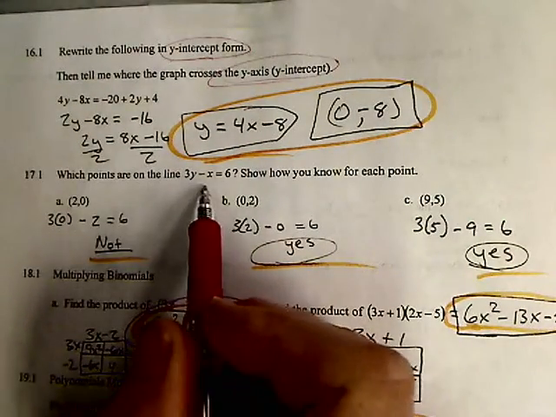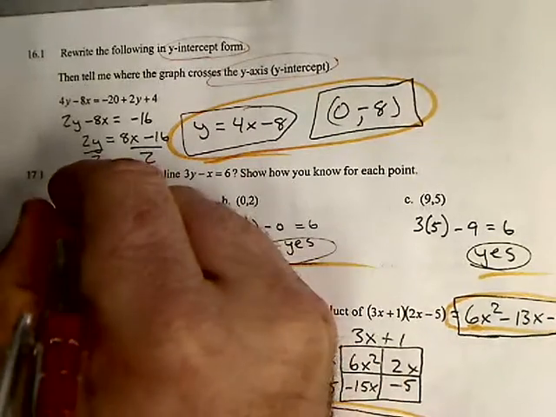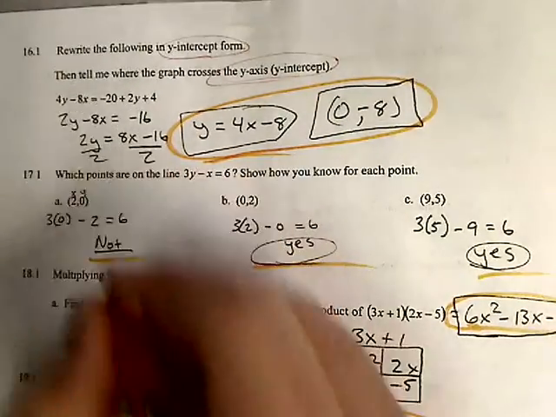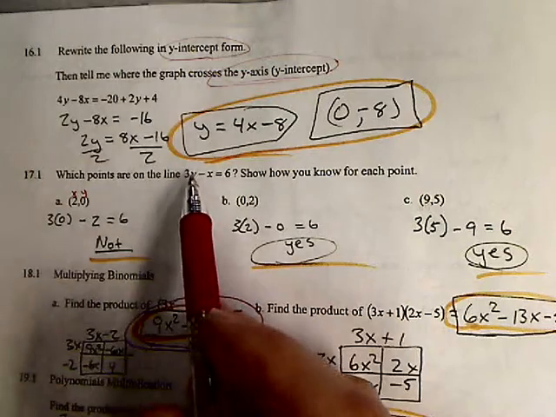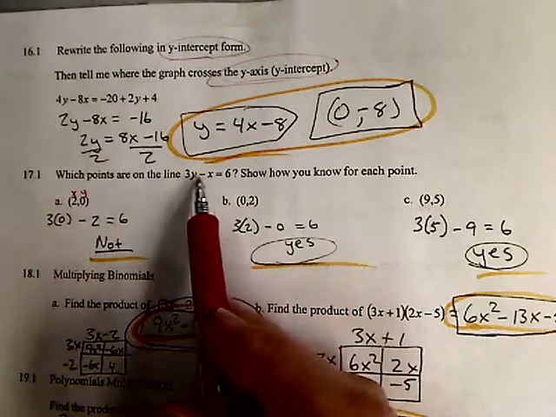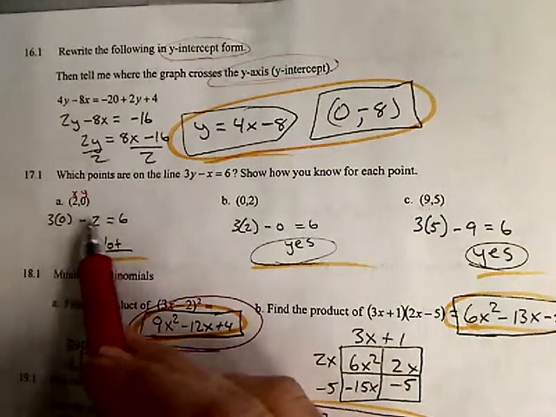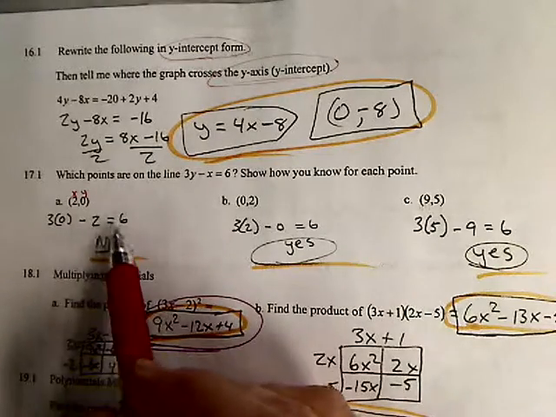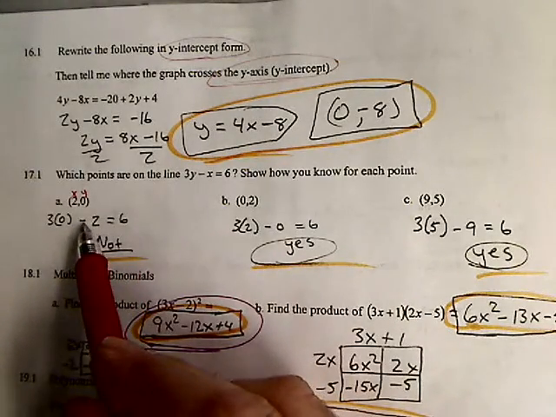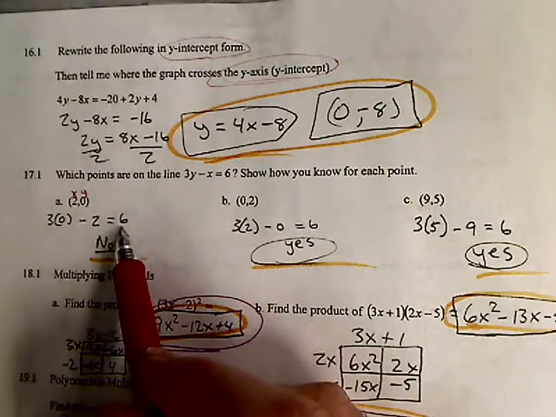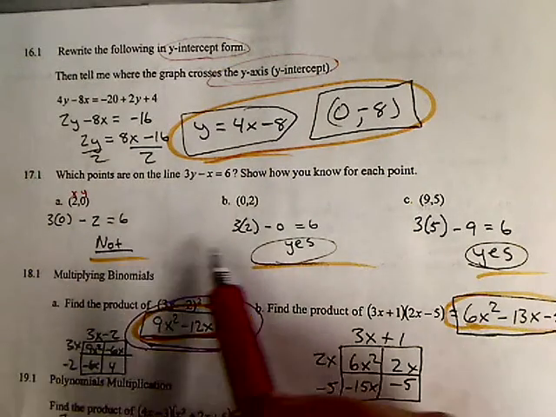Which points are on the line? Well, just plug in this x, that y. So here's my x, there's my y. That's how I got those guys in there. And then simplify it. So that's negative 2. It's not equal to 6, so that's not on the line.